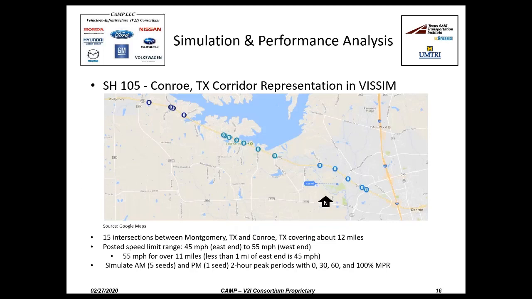The corridor we selected to model TOSCo is 15 intersections across 12 miles running east-west between Conroe and Montgomery. The posted speed limits on this facility range from 45 miles per hour on the east end to 55 miles per hour on the west end. And actually, 55 miles per hour covers the majority of the facility. Only about one intersection on the far east end of the corridor is at the 45 mile per hour speed limit.